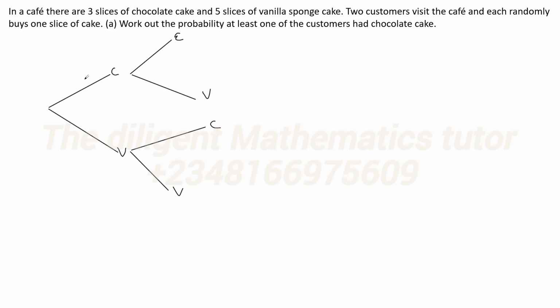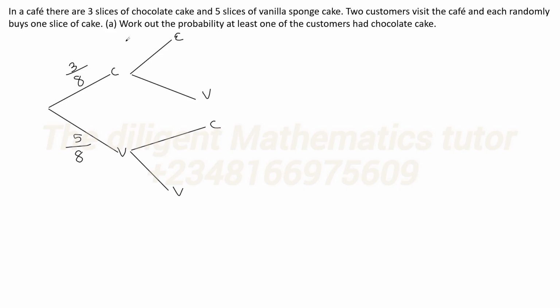Okay, so what's the probability of choosing a chocolate cake? How many chocolate cakes do we have? We have 3 out of the total number of cakes available, 3 out of 8. And the probability of choosing a vanilla cake is 5 out of 8. So what's the probability that the second customer chooses a chocolate cake after the first one chose a chocolate cake?